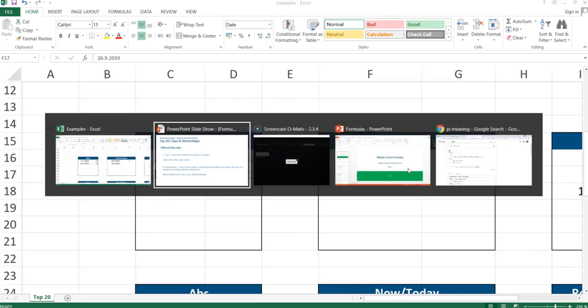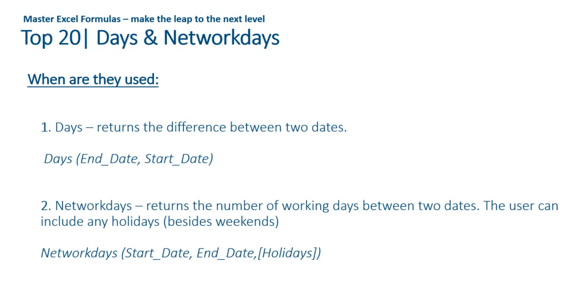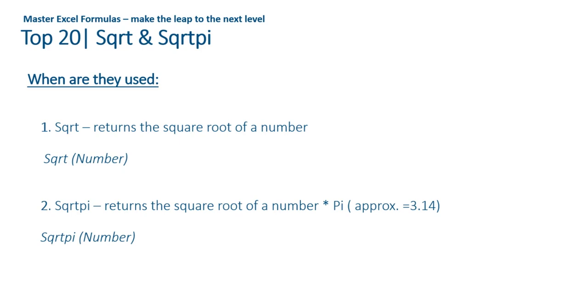Now the next set of formulas are SQRT and SQRTPI. SQRT is a very often used function. It is used to return the square root of a number. The structure is you purely have to type in the formula and then enter a number inside the brackets, whereas SQRTPI does return the square root of a number, but before giving you the final outcome, it actually multiplies it by pi. The approximate value of pi is 3.14. The structure is the same as SQRT.